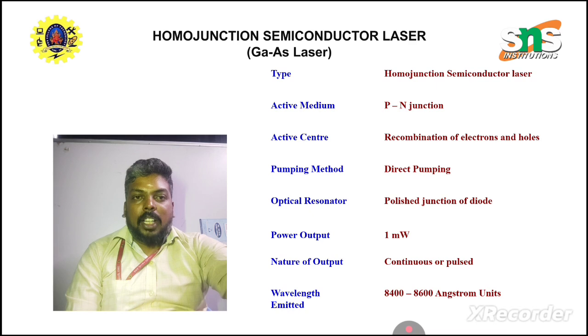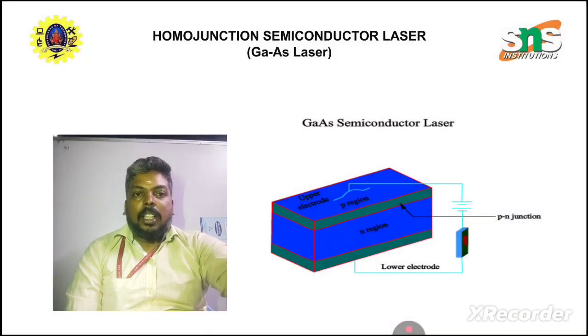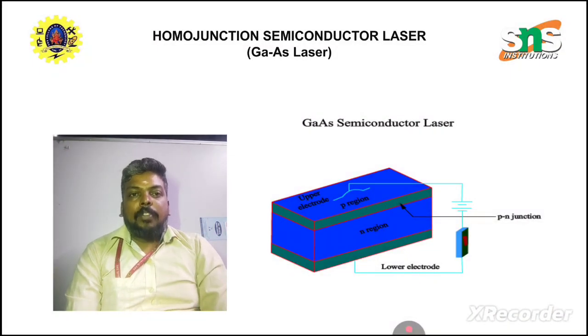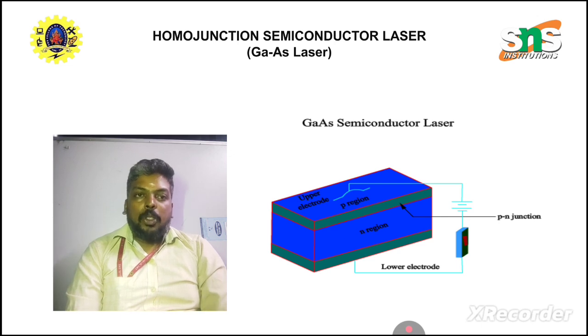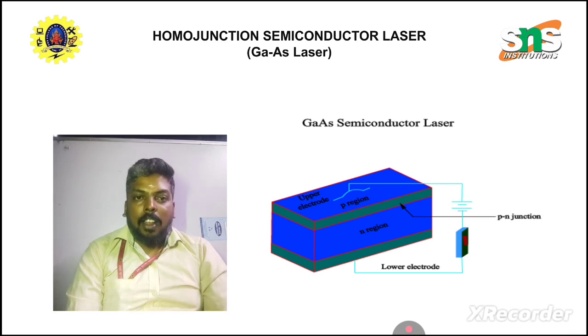Now the basic schematic diagram of the homojunction laser: this is the p-type and n-type region. Electrodes are connected to the two sides, so a potential is applied, and the laser light comes from the junction. Between the p-type and n-type there is a potential barrier. That barrier is responsible for the laser action, and the population inversion condition is achieved in the potential barrier area.